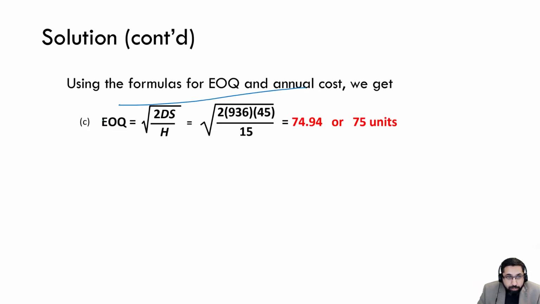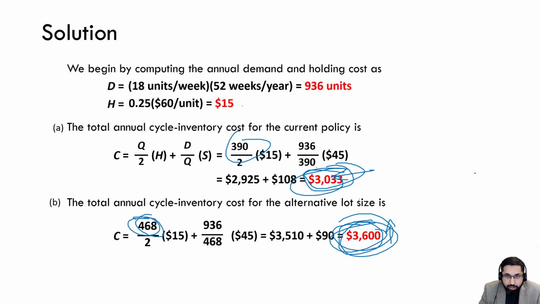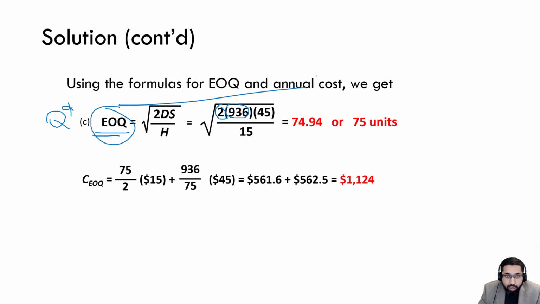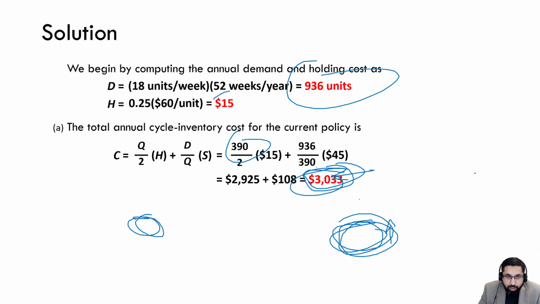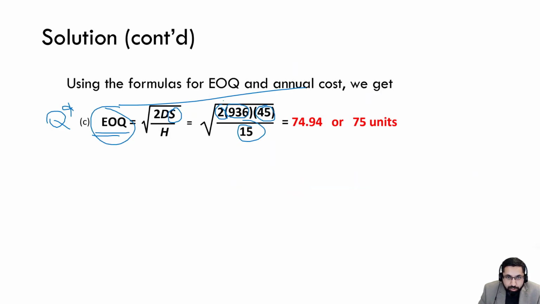We're going to find the optimal order quantity Q star, also known as EOQ, which is the square root of 2DS over H. 2 is just 2, and the annual demand is 936, which we computed earlier. S is the cost per order, so we spend $45 each time we place an order, and the unit holding cost is $15, which we computed up here. Plug and chug: multiply the three numbers at the top, divide by 15, take a square root, and we get 74.94, which is basically 75 units.